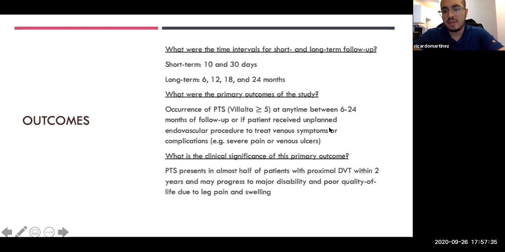And the clinical significance: PTS, like Austin also mentioned before, develops in about half of patients with proximal DVT within 2 years. So this is definitely something that we have to consider when we're treating patients. It can lead to a lot of pain, a lot of swelling, and also major disability in a lot of patients. And like I mentioned before, this is kind of where the open vein hypothesis comes in.